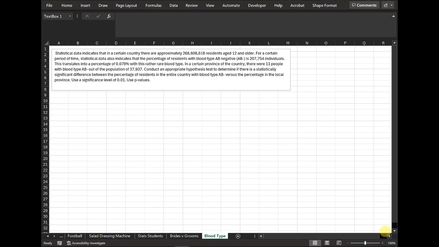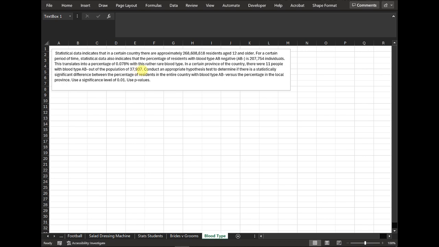So we have that statistical data indicates in a certain country there are approximately 268 million residents aged 12 and older, and for a certain period of time, there was data to indicate that the percentage of residents with AB negative was 207,754. And so this translates into 0.078% with this rare blood type. And then within this country, there were 11 people with the blood type out of this population of 37,000.